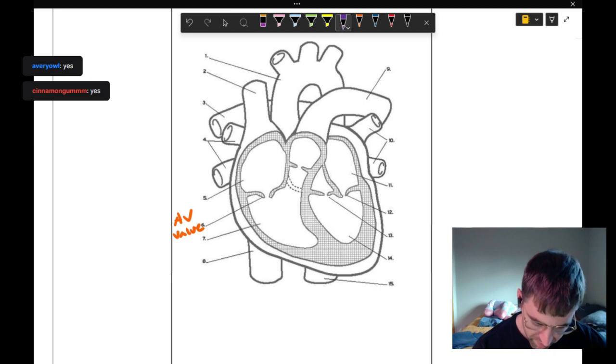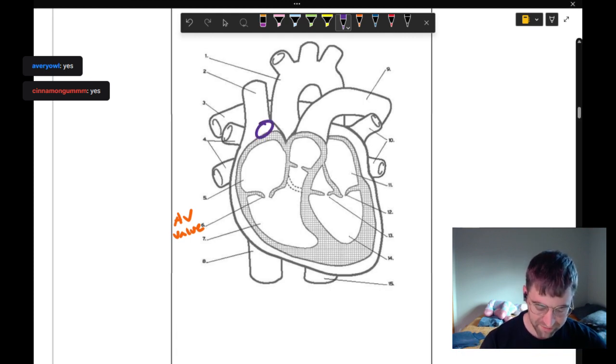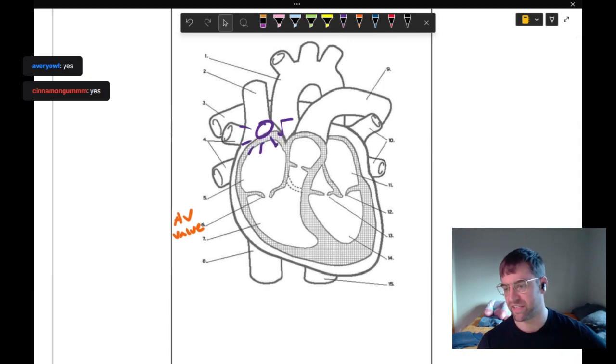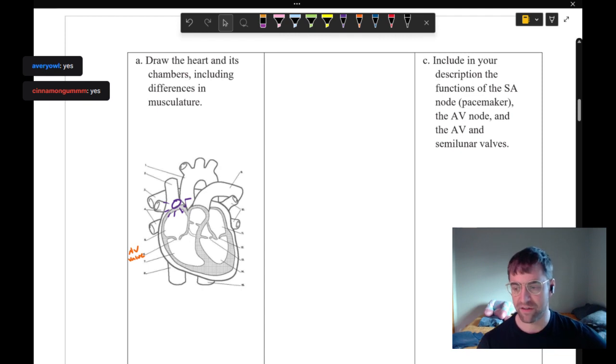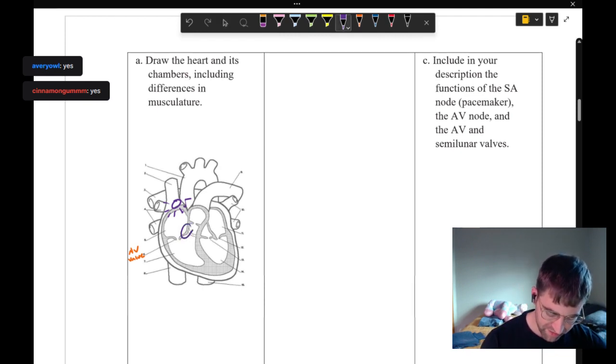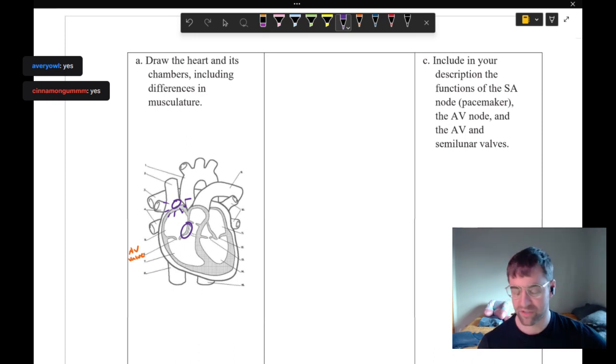Let's do purple. So the sinoatrial node is the site of electrical activity that tells the heart to contract, to tell it to pump. There's a delay between the sinoatrial node and the AV node, the atrioventricular node, which we're just going to draw as a rough circle there.